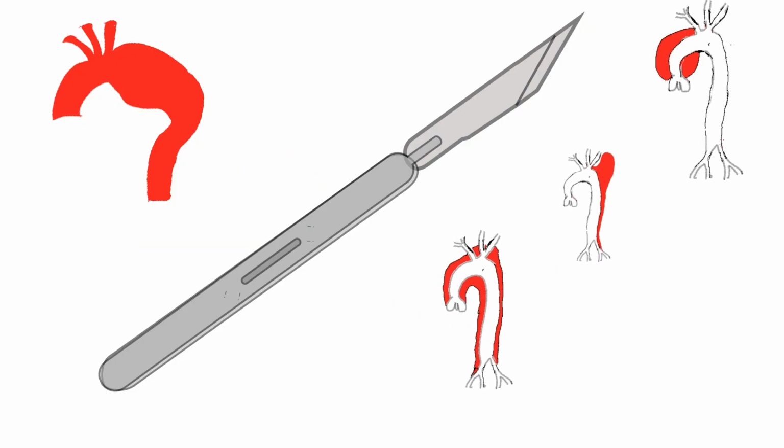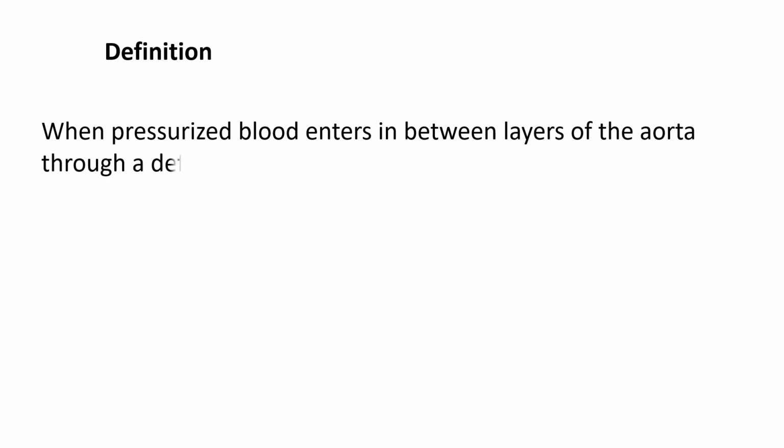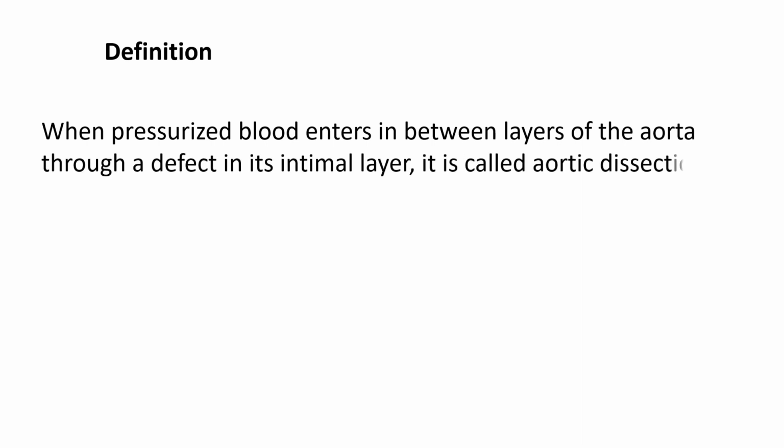Today's topic is aortic dissection. What is aortic dissection? When pressurized blood enters in between the layers of aorta through a defect in its intimal layer, this is called aortic dissection.